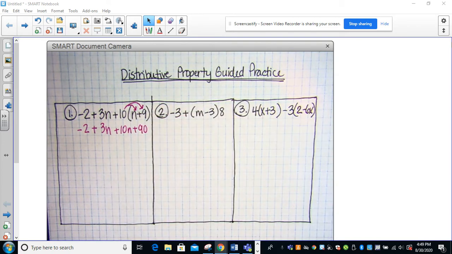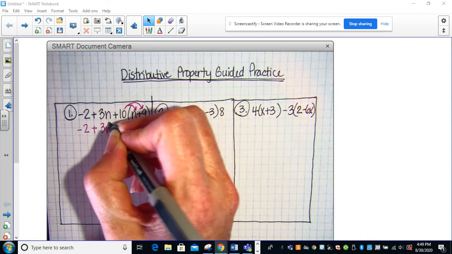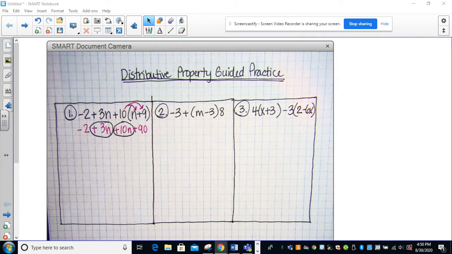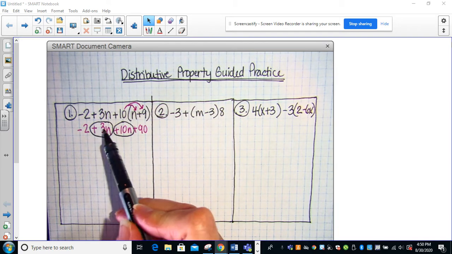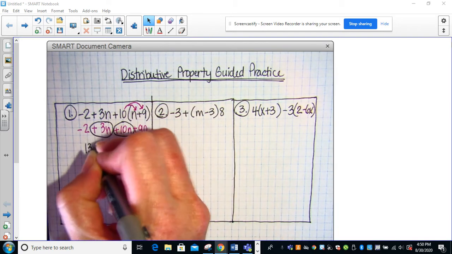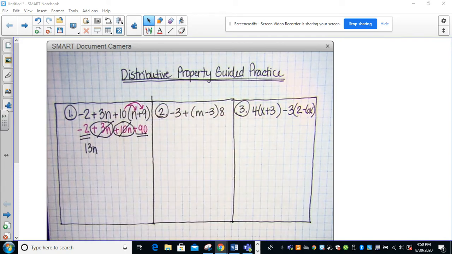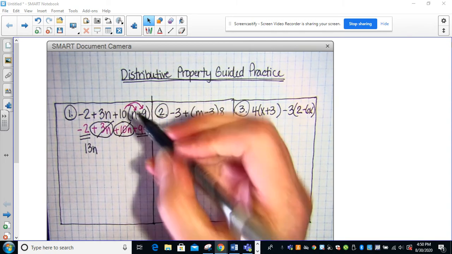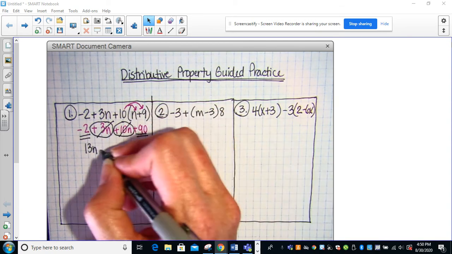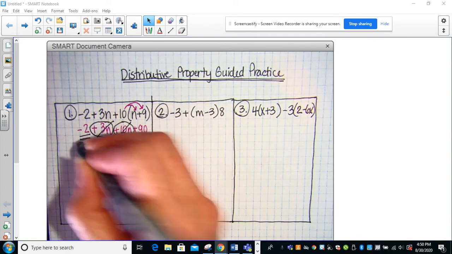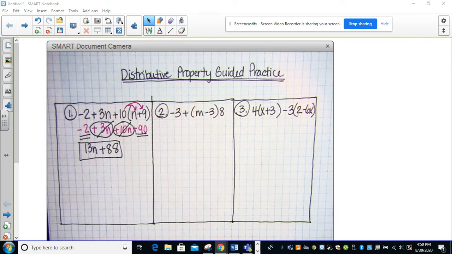So now we have to ask ourselves, do we have anything that can be combined together? And we do, here and here. Notice I'm circling the sign in front of the variable or in front of the coefficient, so I know to add or subtract. +3 and a +10 makes 13 n's. So now those are gone. And now I have a plain number here and a plain number here. So those can be combined together. We have a +90 and then take away 2. So that would be a +88. You cannot combine those together. So that's your final answer. I hope you got that one right.